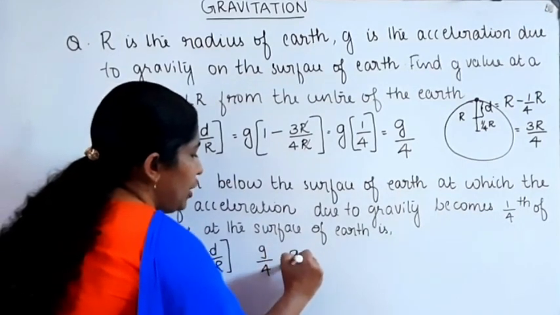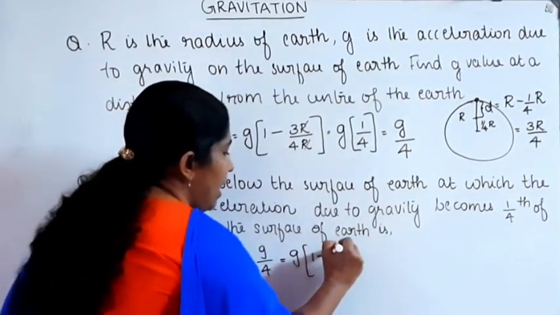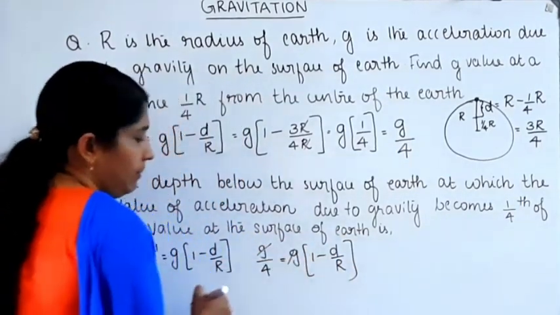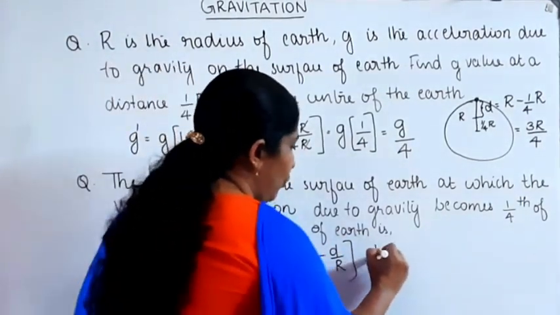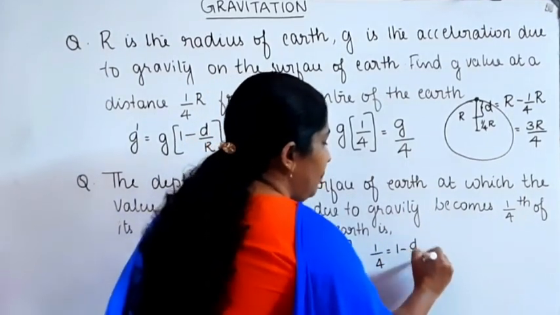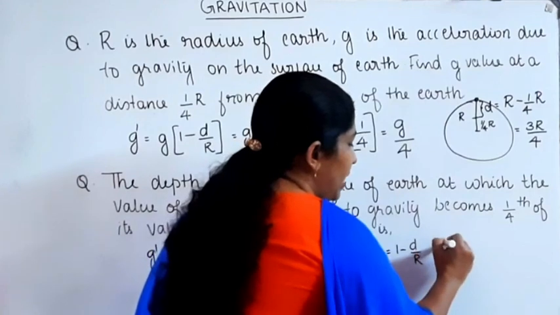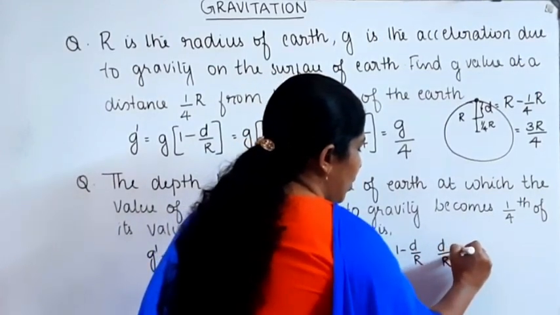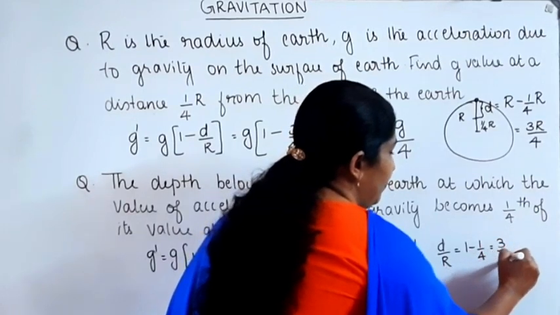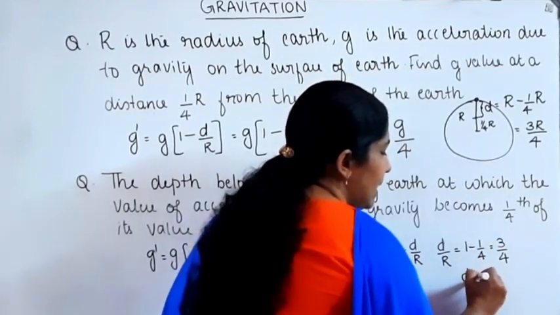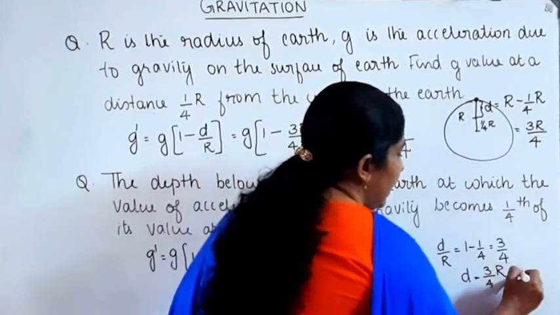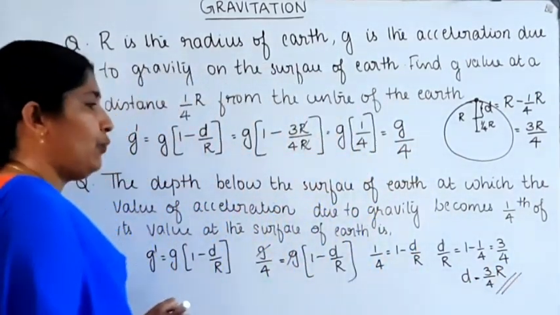That's equal to g into (1 minus d by R). g gets cancelled. Then 1 by 4 equals 1 minus d divided by R. From here, d by R is equal to 1 minus 1 by 4, that's equal to 3 by 4. Then d is equal to 3 by 4 R. Depth d is equal to 3 by 4 R.